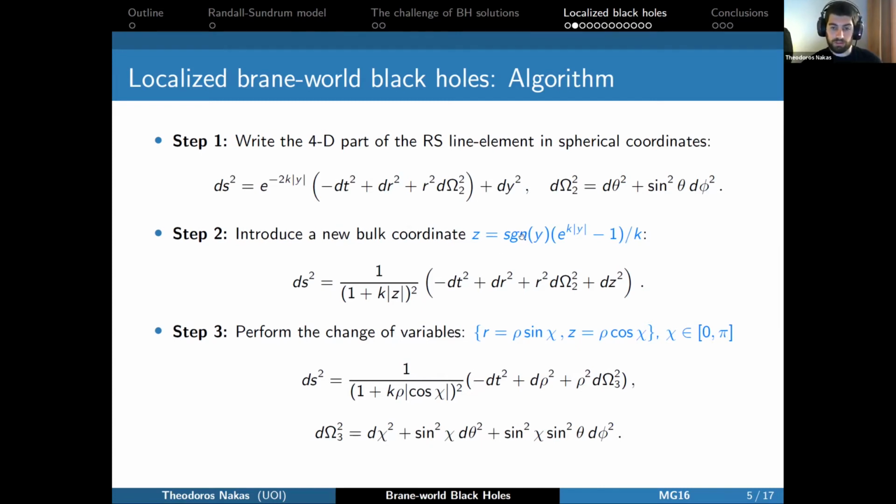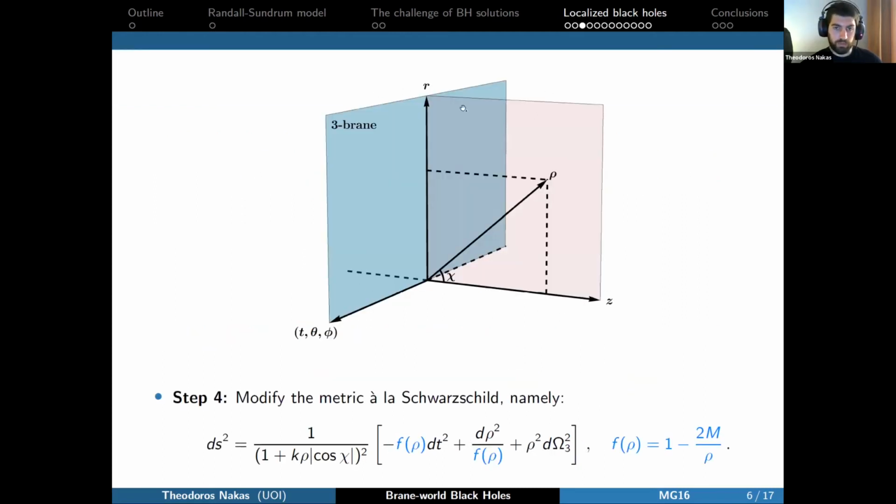Then we introduce a new bulk coordinate Z in this way in order to make the five-dimensional space-time conformally flat. In step three, we perform the change of variables that you see here in order to introduce higher dimensional spherical symmetry. Notice here that if we forget about this conformal factor, the metric inside brackets describes exactly a five-dimensional spherically symmetric spacetime.